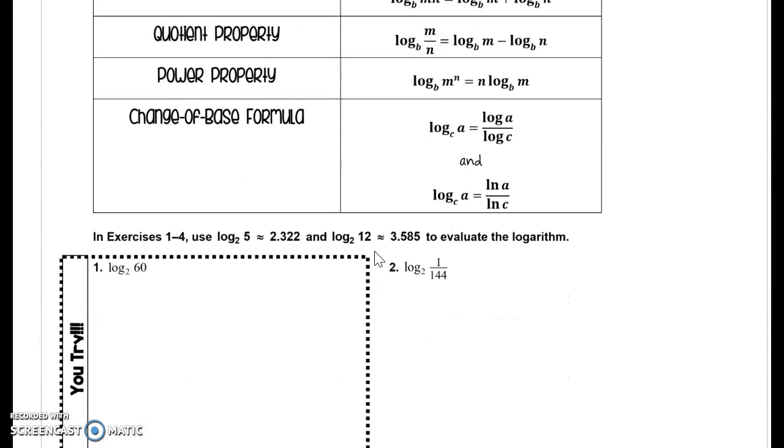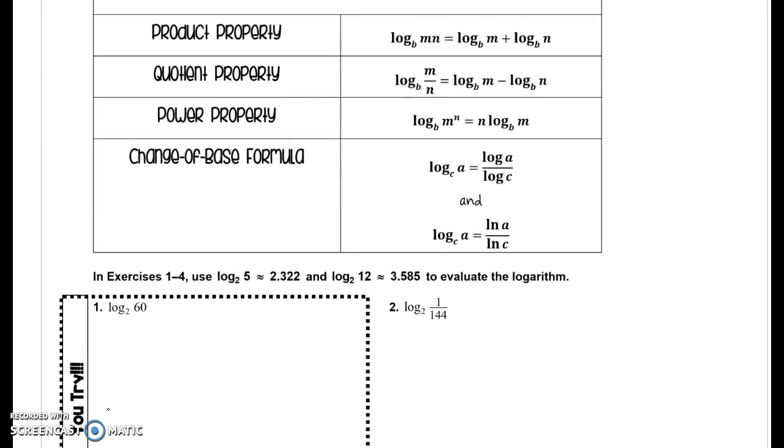It says in exercises 1 through 4, use log base 2 of 5 equals approximately 2.322, and log base 2 of 12 is approximately 3.585 to evaluate the logarithm. First we need to determine what property to use. So log base 2 of 1 over 144, that looks like the quotient property.